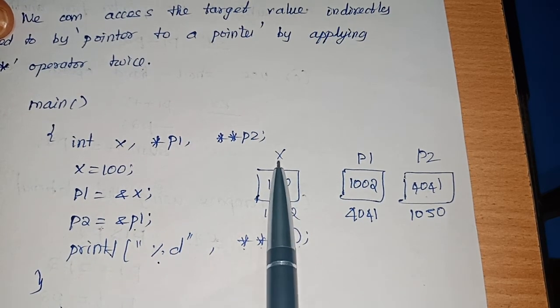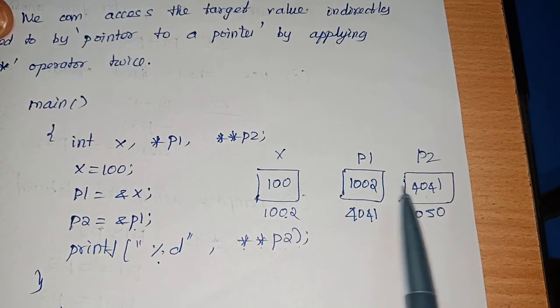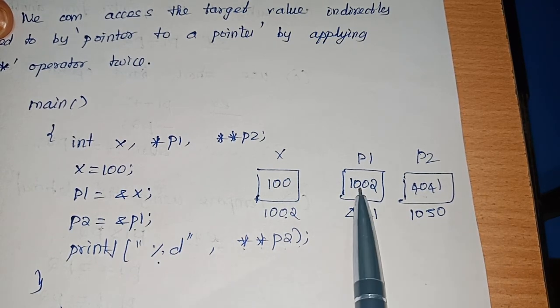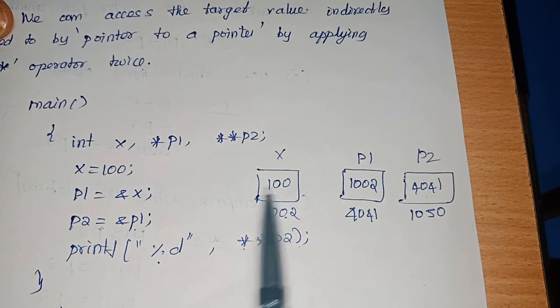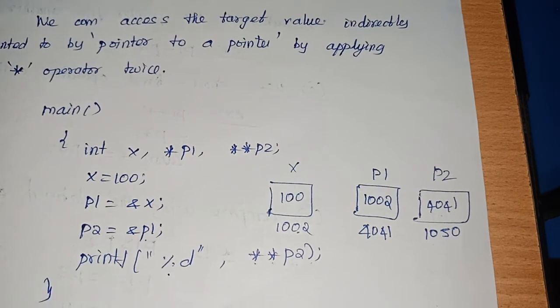So I am accessing the value of x using two pointer variables. Collecting the address of P2 and moving to that address. Second star, collecting that address and moving to that point and getting the value of x. This is called a chain of pointers. In the next video we will see pointer expressions.